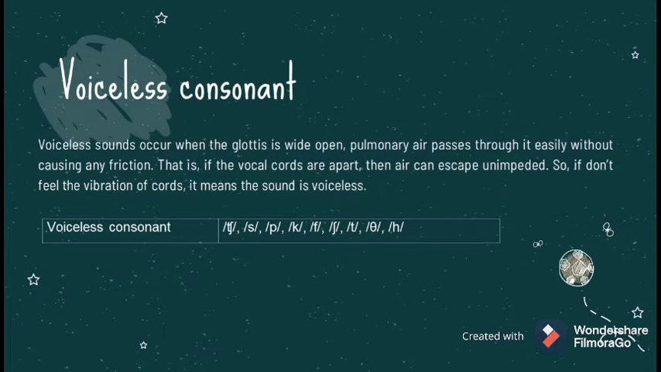The second is voiceless consonants. Voiceless consonant sounds occur when the glottis is wide open. Pulmonary air passes through it easily without causing any friction. That is, if the vocal cords are apart, then air can escape unimpeded. So when you put your finger on your throat and say an example of a voiceless consonant, such as s, s, you don't feel the vibration of the cords, which means the sound is voiceless. Here are examples of voiceless consonants.